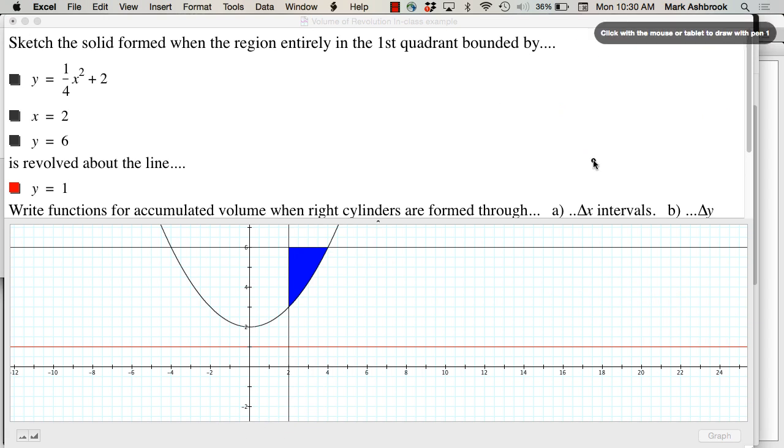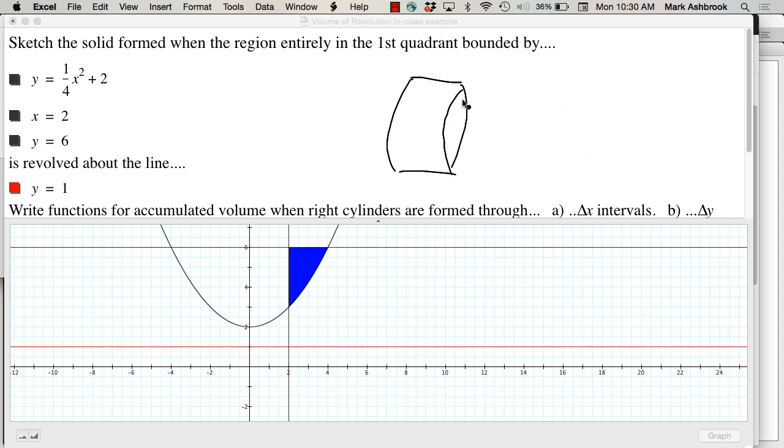Looks like this. Here's the shells that are generated through delta y intervals. They look like this when delta y is small. Okay? So as y changes, as this shell is generated, is the height changing or the radius changing? Radius changes. Therefore, the rate is 2 pi rh.